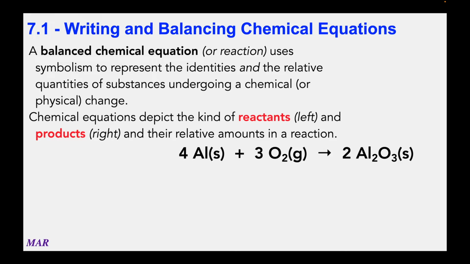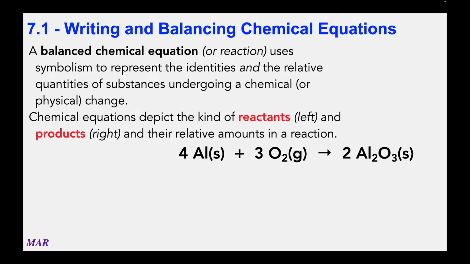However, that black reaction right there is like a recipe for a chemist. And it says that you need 4 parts aluminum and 3 parts oxygen to make 2 parts aluminum oxide. Now, if this was a recipe in America, it might be cups or something like that. In the chemical world, this is moles. So you would need 4 moles of aluminum to react with 3 moles of oxygen, and that will end up making 2 moles of aluminum oxide. This is a balanced chemical equation, or a balanced chemical reaction, same thing.